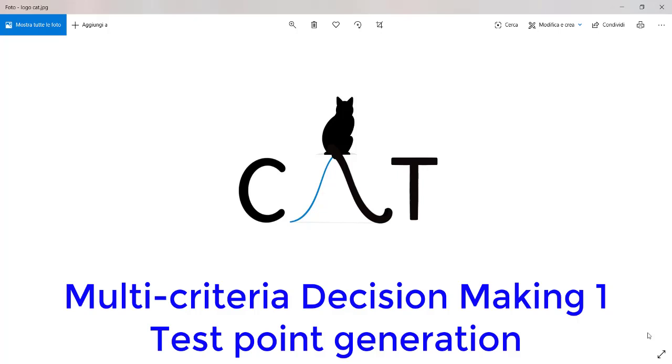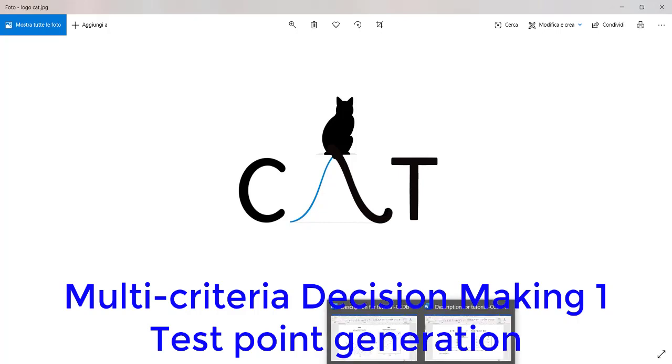In this new video tutorial, we'll talk about a very important topic in the area of experimental design, and it is multi-criteria decision making. This is particularly important because in many cases we need to take a decision on our process conditions, for example, based on the multiple responses that we obtain from an experimental design.